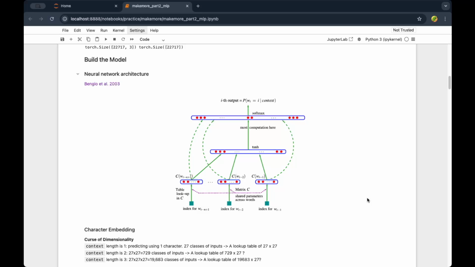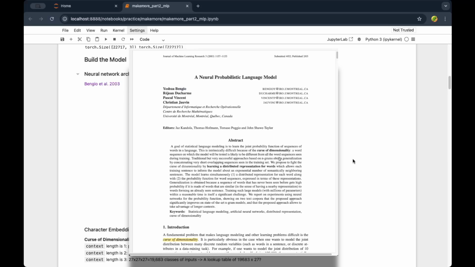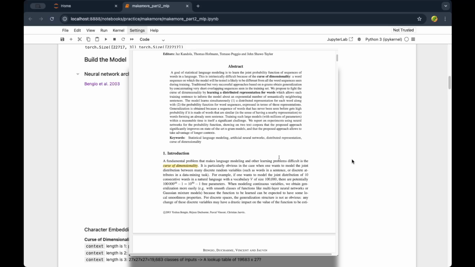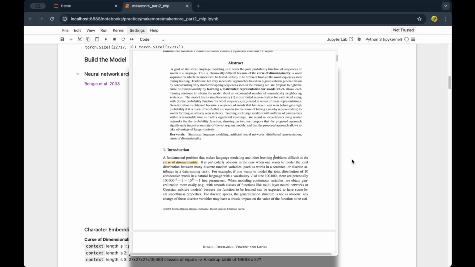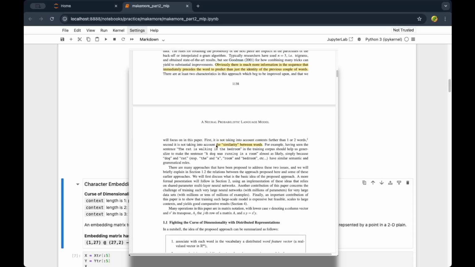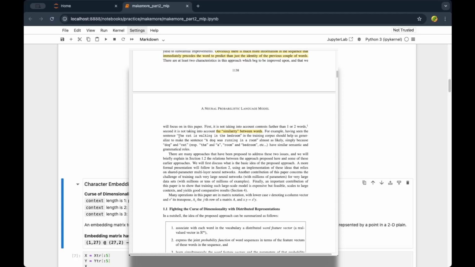The model we used was introduced in the Bengio 2003 paper. In this paper, the author discussed the limitation of n-gram, or bigram in our case. First of all, it's not taking into account context length larger than 1 or 2 words. With increasing length of input sequence, these methods will face the so-called curse of dimensionality. Second of all, it's not taking into account the similarity between words.